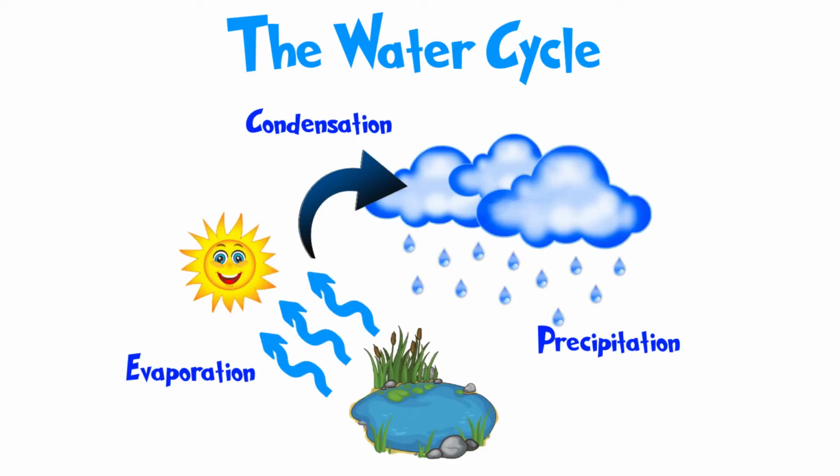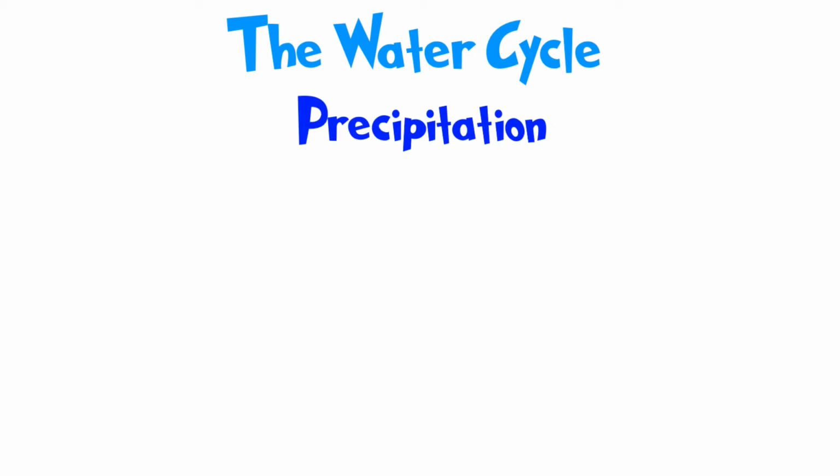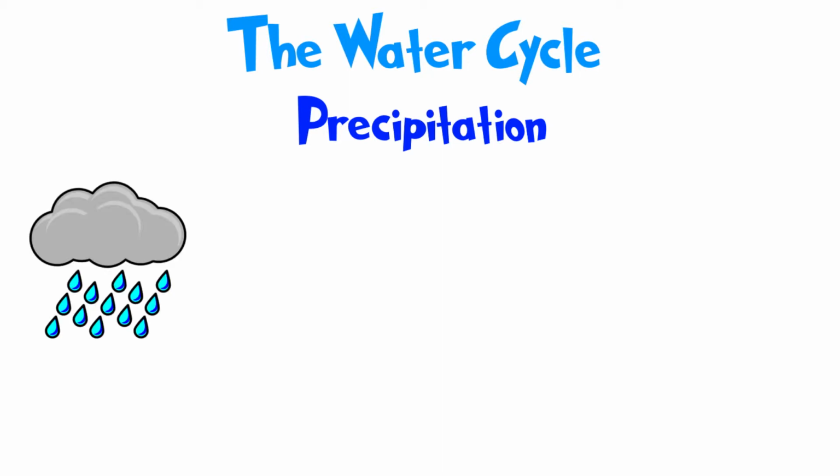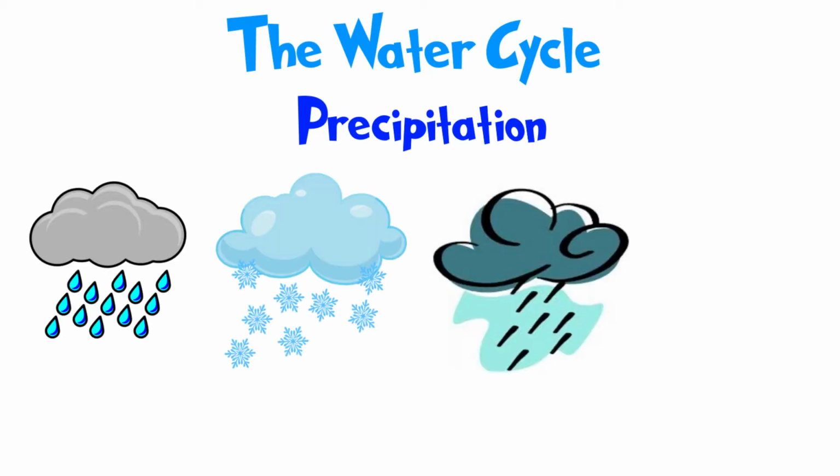In this lesson, we're going to look at the steps water takes as it moves through the water cycle. Let's start with precipitation. Water can fall from the sky in many different forms. Some forms include rain, snow, sleet, or hail.